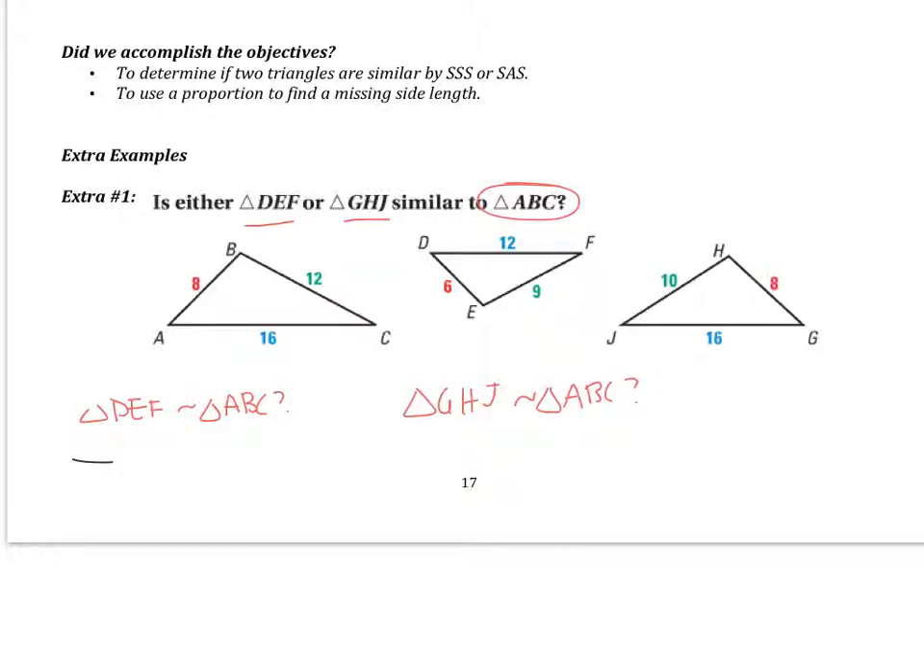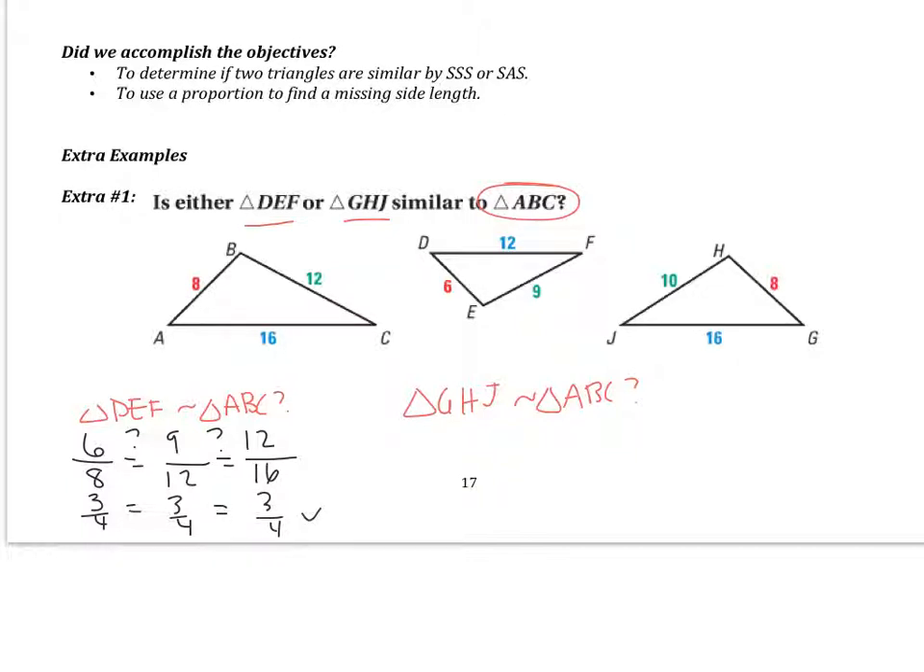My sides on DEF are 6, 9, and 12. So I wrote small, medium, large. On ABC, my smallest side is 8, my medium side is 12, and my largest side is 16. So, if my triangles are similar, these three proportions will be equal, or these three ratios will be equal. So let's see if they are. 6 over 8 simplifies to 3 over 4, 9 over 12 simplifies to 3 over 4, and 12 over 16 simplifies to 3 over 4.